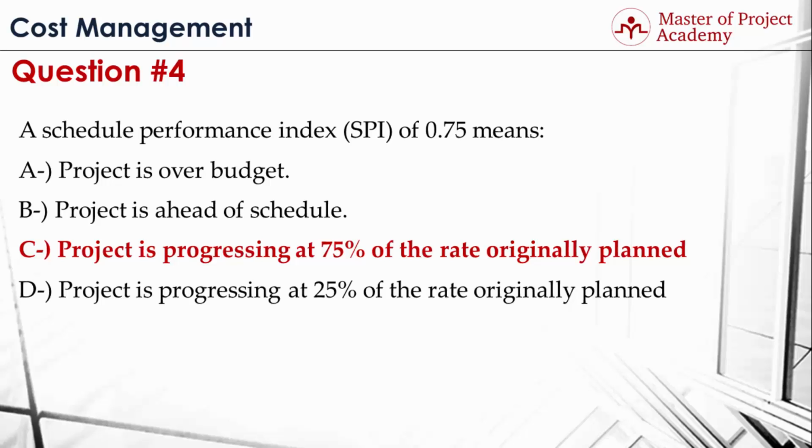C. Project is progressing at 75% of the rate originally planned. A is irrelevant because SPI is a Schedule Performance Index. We cannot derive any conclusion about budget performance of the project with this index. B is not correct because SPI is less than 1, and therefore the project is behind schedule. And D says that you've completed 25% of the work that you have originally planned, so it's not correct. The correct answer here is C, because an SPI of 0.75 means you've completed 75% of your work that you've originally planned.